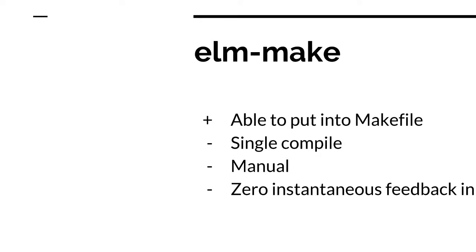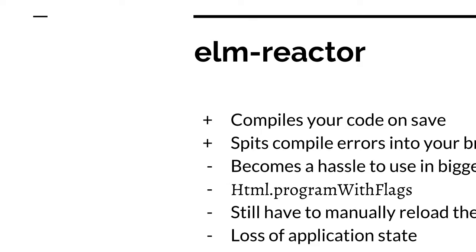So what's so nice about elm make? Well, you can put it in a makefile, and if your company uses makefiles, that's great. But it's a single compile, and then you have to go back into your browser, reload, and you lose all your state, and you have to go back to step 1 of your form. Then you have to fill in all those forms again until you get to step 3, and then you realize you made the same mistake again. So there's zero instantaneous feedback in your browser, and I don't like it.